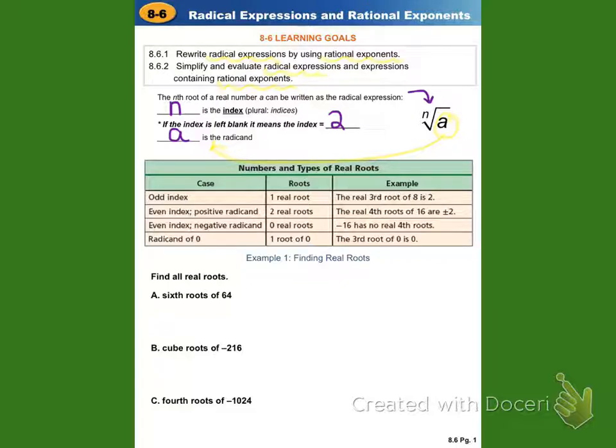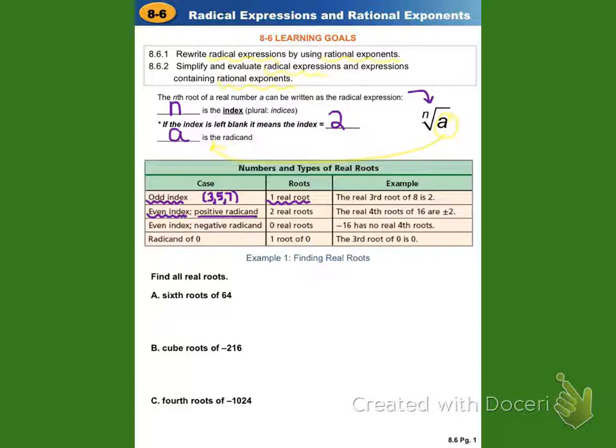So if we took that a little further, in general, if we have an odd index, like say 3, 5, 7, something like that, odd numbers, then we will get exactly one real root. So an example of that would be the real third root of 8 is 2. So we take the third root of 8, the only number that multiplies by itself 3 times to get 8 is 2.